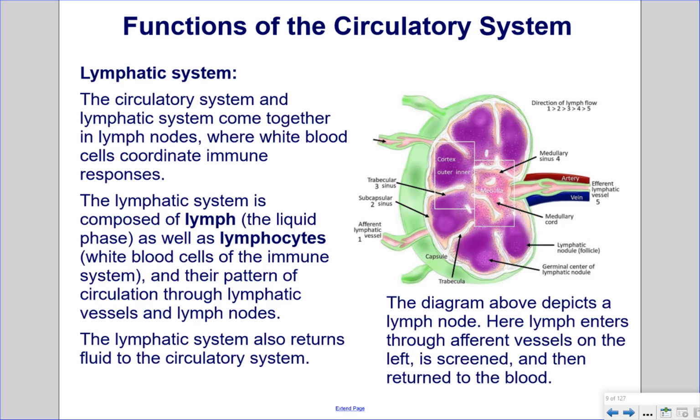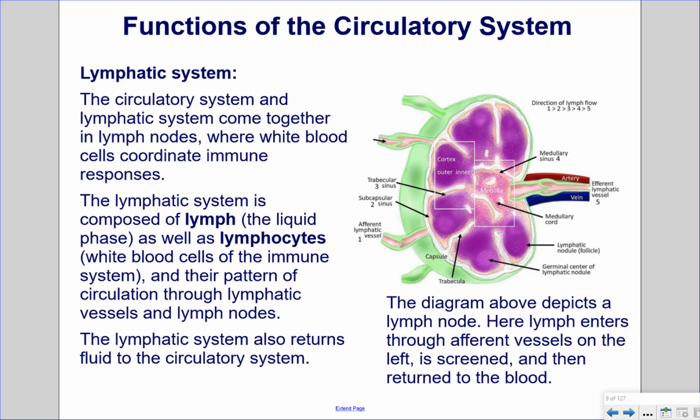Functions of the circulatory system. The lymphatic system. The circulatory system and lymphatic system come together in lymph nodes, where white blood cells coordinate immune responses. The lymphatic system is composed of lymph, which is the liquid phase, as well as lymphocytes, white blood cells of the immune system, and their pattern of circulation through lymphatic vessels and lymph nodes.